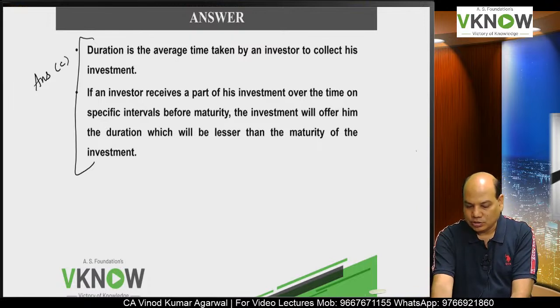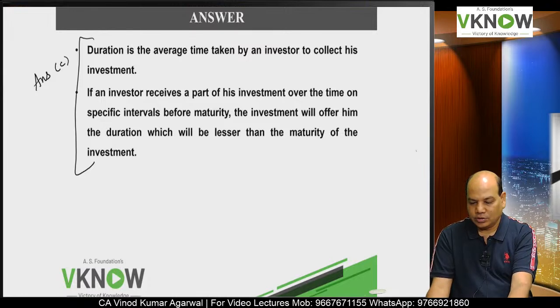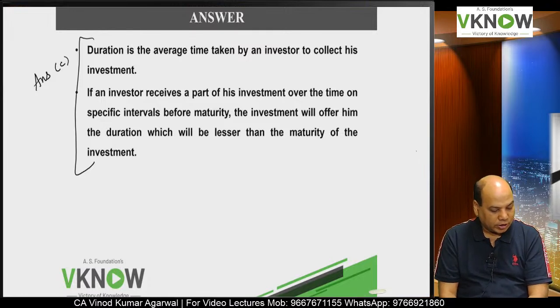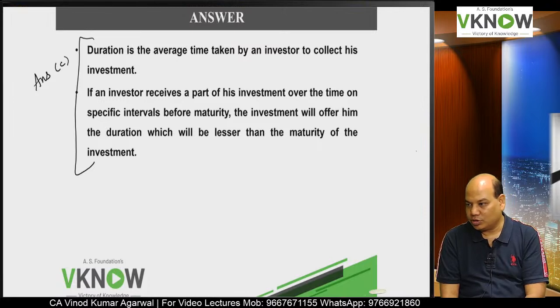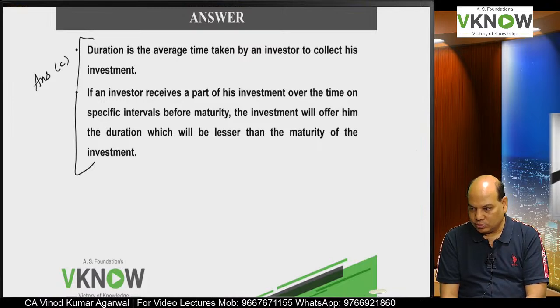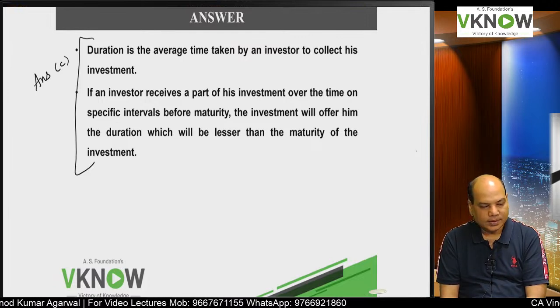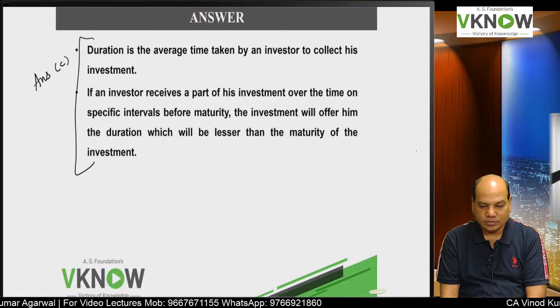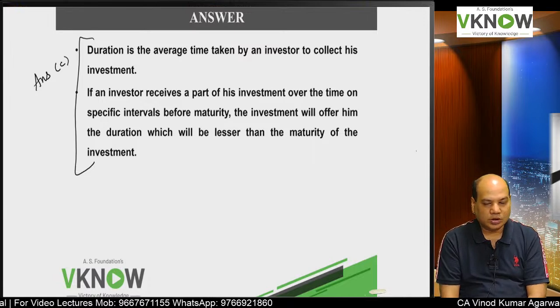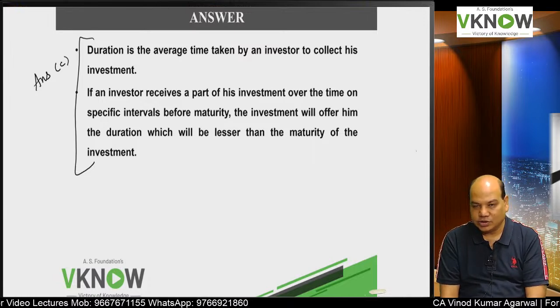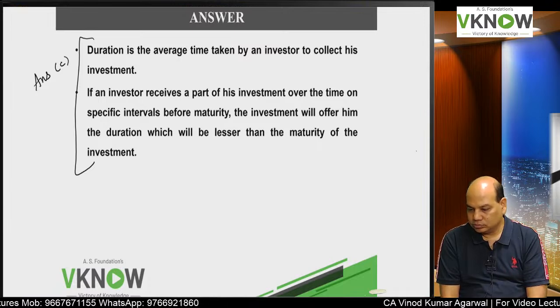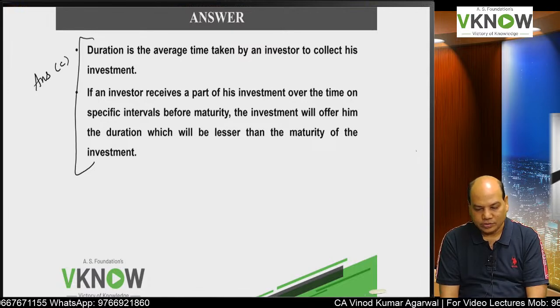Sometimes they ask theory questions also. So write, why is duration always less than time to maturity? So write down two lines for that. Duration is the average time taken by an investor to collect his investment.